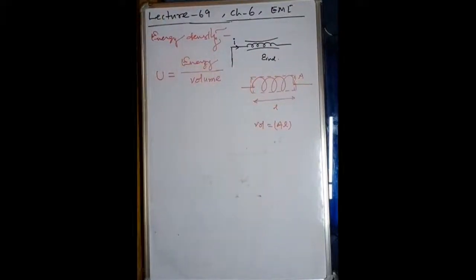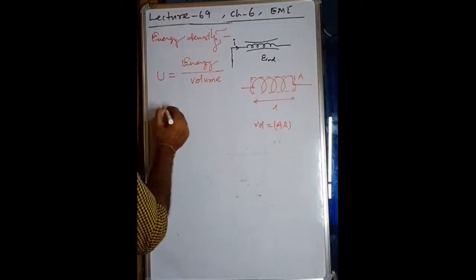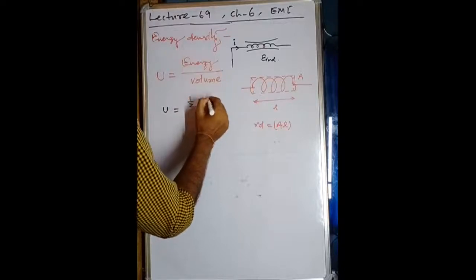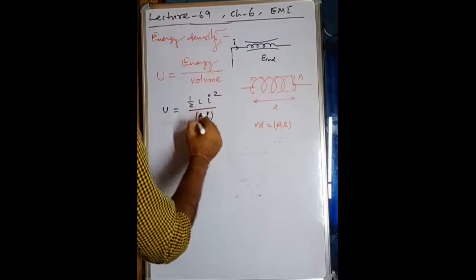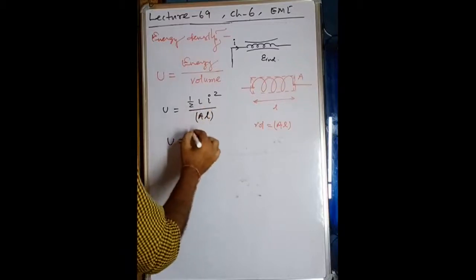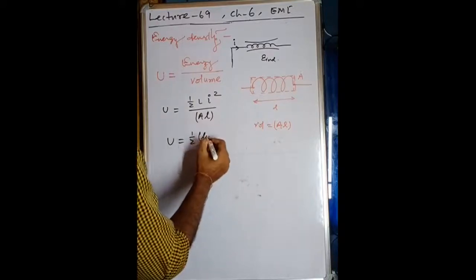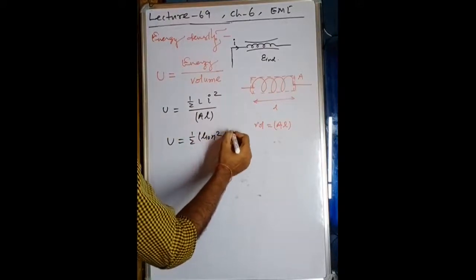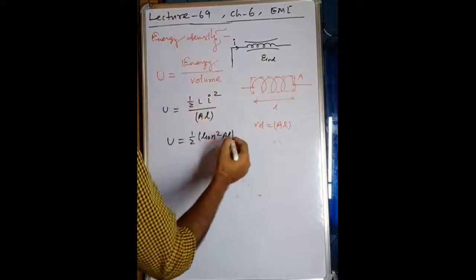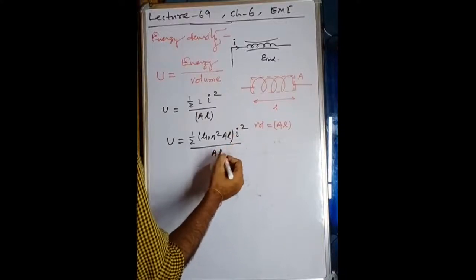The current is moving like this, the flux is being linked. Now, how much energy have we considered here? The energy was half L I square per unit volume, that is A times L. Now u is half, L we have considered. Now my dear students, do you remember the value of L? We have calculated, it is mu naught N square times volume, that is AL, and this is the current I square divided by A times L.